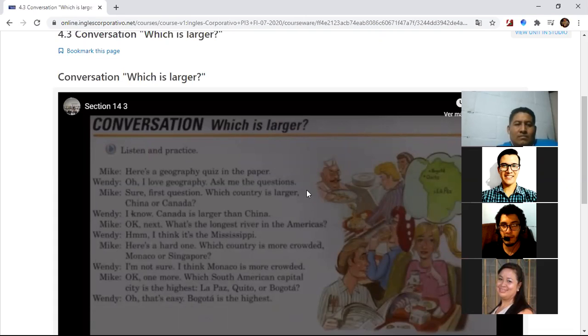What is the longest river in the Americas? Jose Perez, do you think it's the Mississippi, yes or no, Jose? Yes, yes. For you, Mississippi is the larger, right?